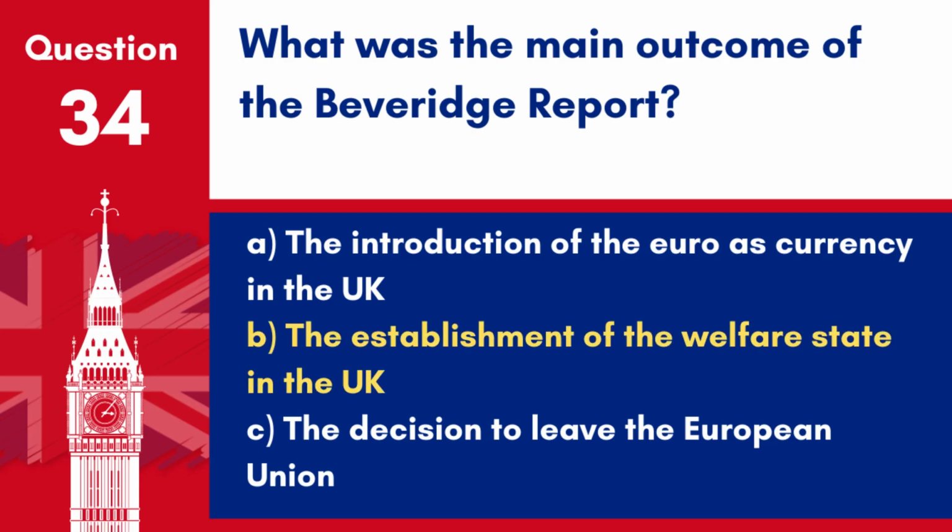Answer. B. The establishment of the welfare state in the UK. The Beveridge Report, published during World War II, outlined the need for a comprehensive system of social insurance and welfare to address social evils. Its recommendations led to the creation of the welfare state.